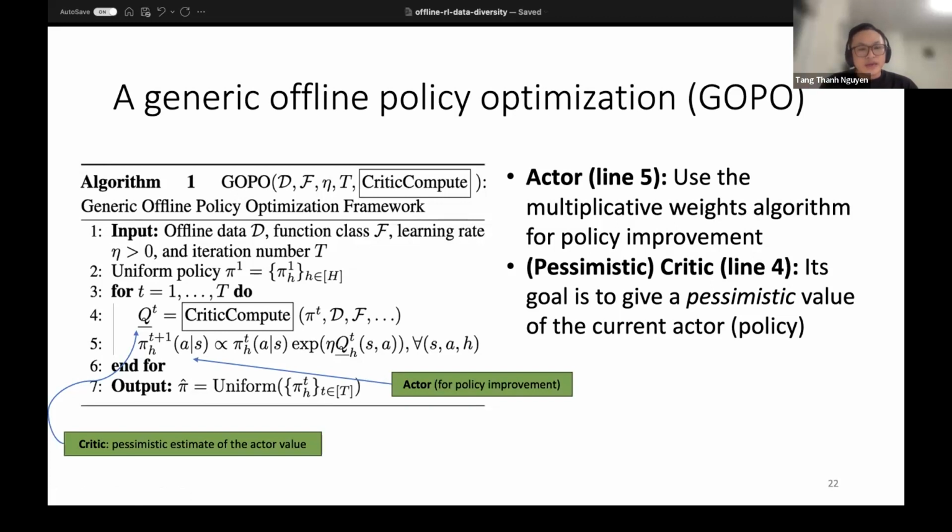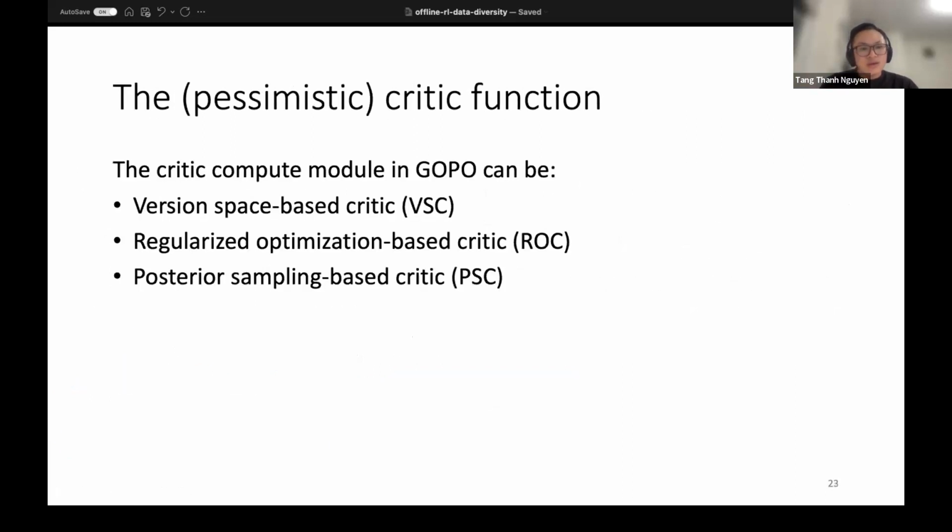Now the difference is in how we compute the critic, line number 4. In the following, I will present three different ways we can implement the critic compute module: the version space critic, the regularized optimization critic, and the posterior sampling critic.